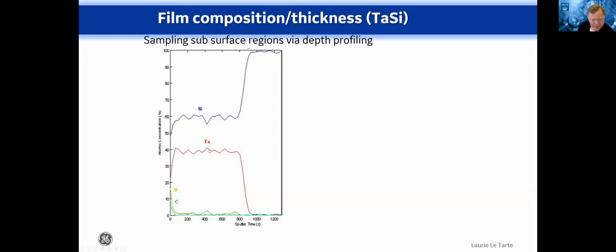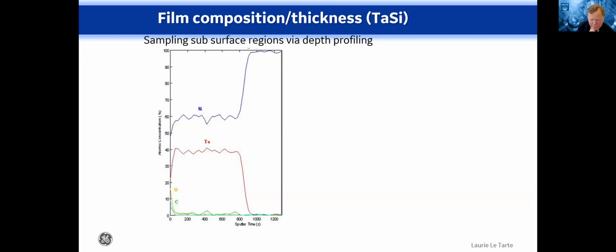We see the tantalum signal. It's a tantalum film on the silicon wafer. As we break through the tantalum, the silicon increases. And you note that we're getting the composition as a function of erosion time.